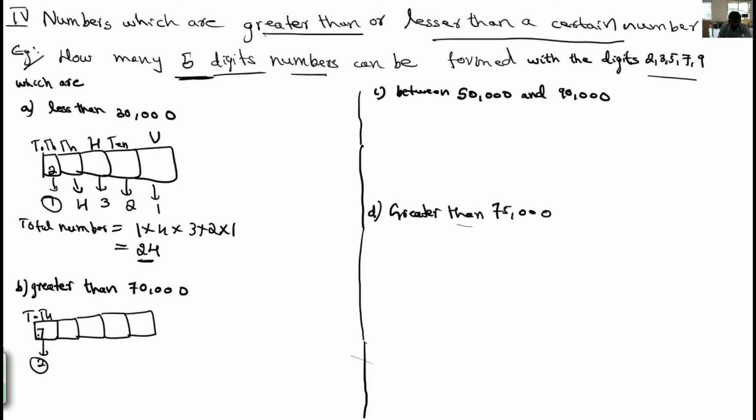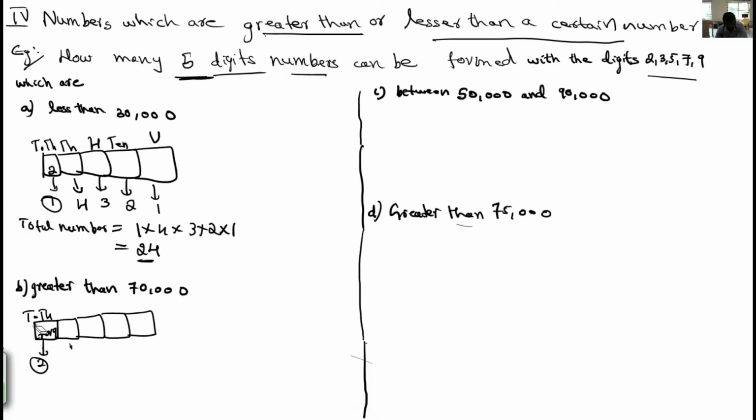You can take 7 or you can take 9. If you take 7 here, then take 2, 72,000; 3, 73,000; 5 means 75,000; 9 means 79,000. All these numbers are greater than 70,000. Or suppose you are taking 9 here, then take 7, 97,000; 3 means 93,000; 5 means 95,000; 2 means 92,000. All these are greater than 70,000.